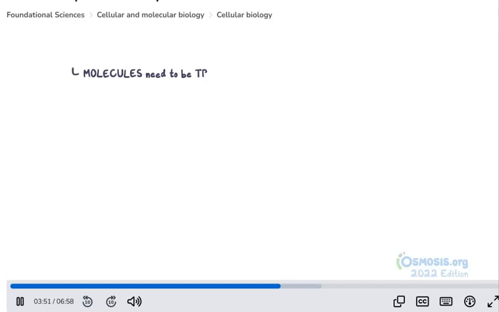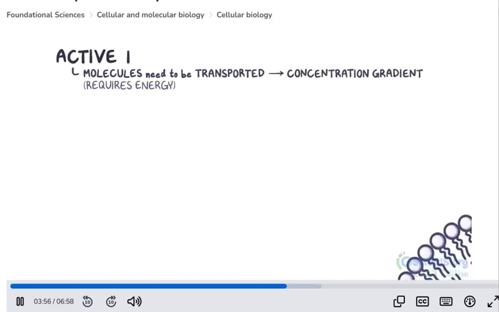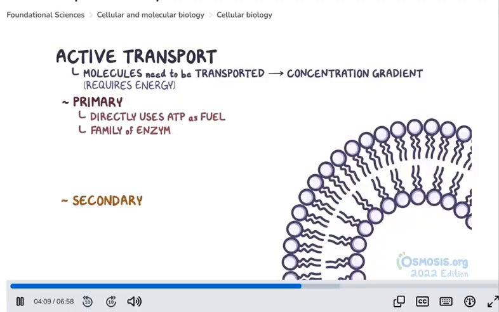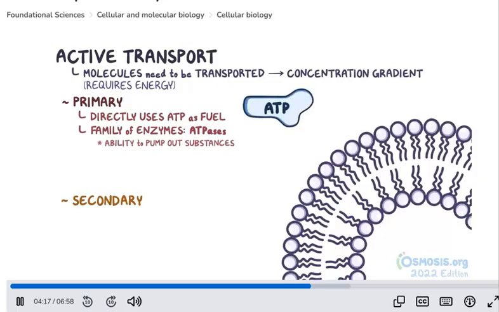But sometimes molecules need to be transported against their concentration gradient. That requires energy, or active transport across the cell membrane. Now there are two kinds of active transport, primary and secondary. Primary active transport directly uses ATP as fuel, and it's done by a family of enzymes called ATPases. ATPases have the ability to pump out substances, like ions, using ATP.